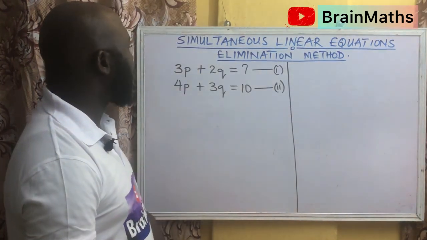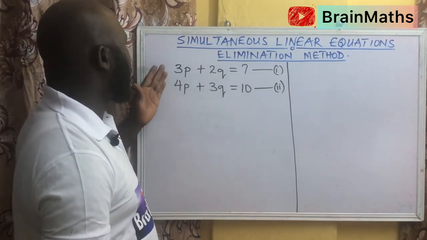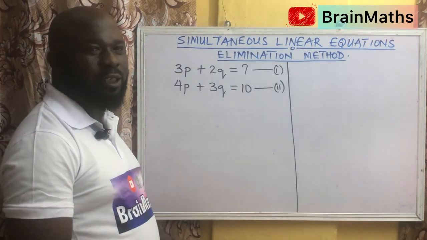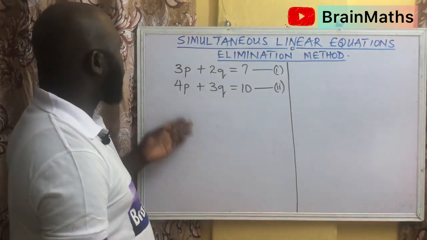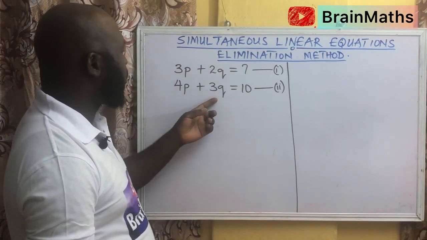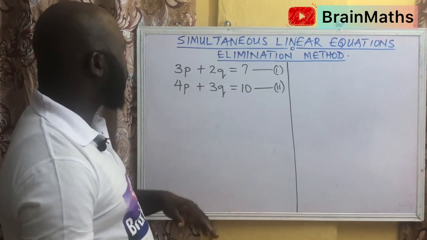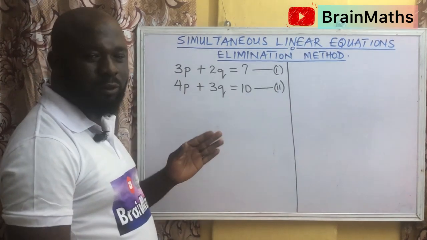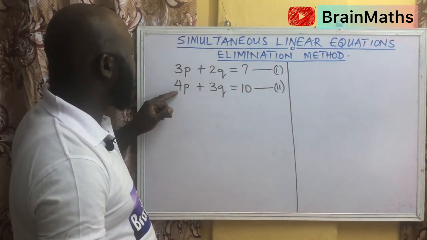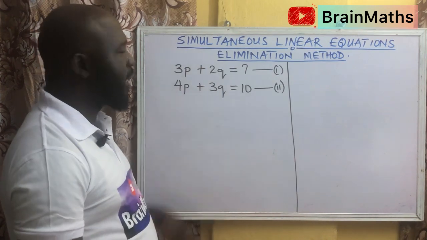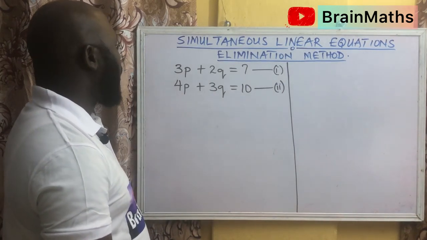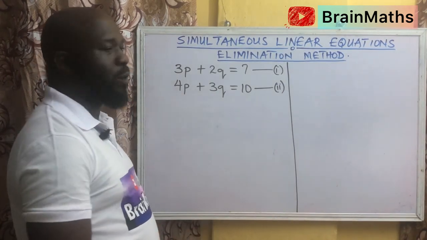Let's try to look at another question where we are not going to have a uniform coefficient as we have seen in the previous question. So in this question, you will see that the coefficients of p and the coefficients of q are not uniform. In the previous one, we had coefficients of x to be uniform, but here now, we have 3p and 4q. It is not easy for us to eliminate any of these variables. So in that case, we have to decide which one we are eliminating.